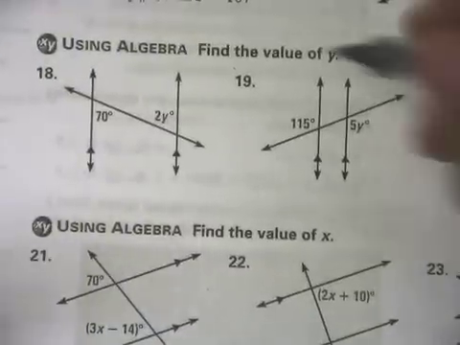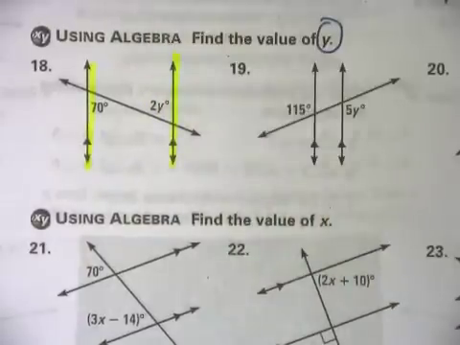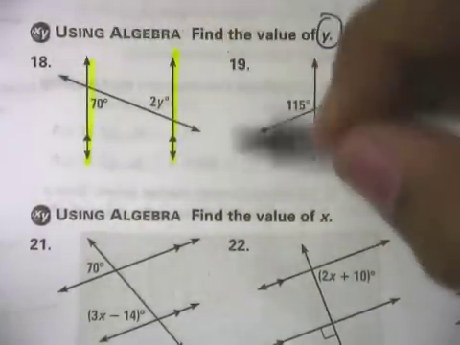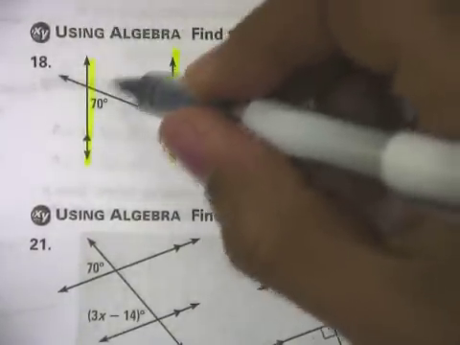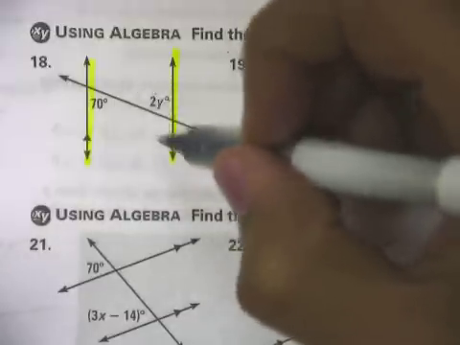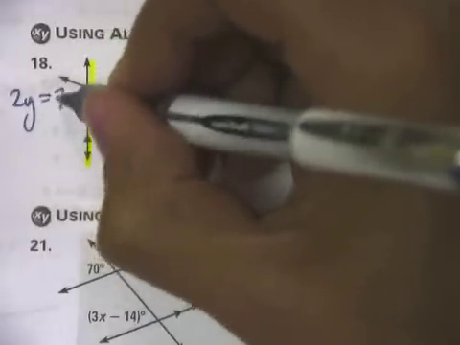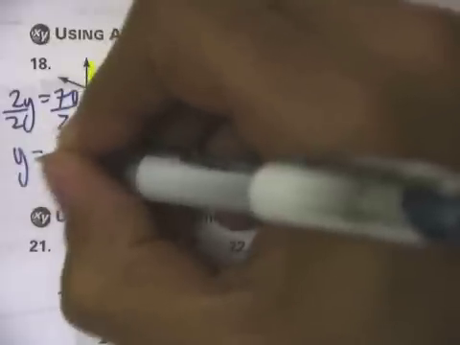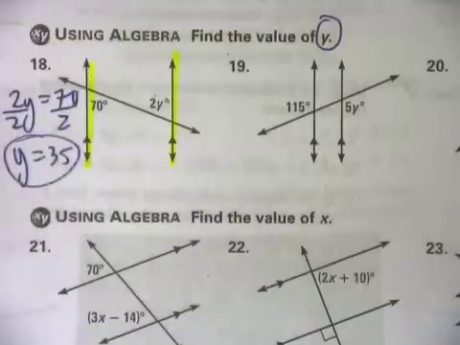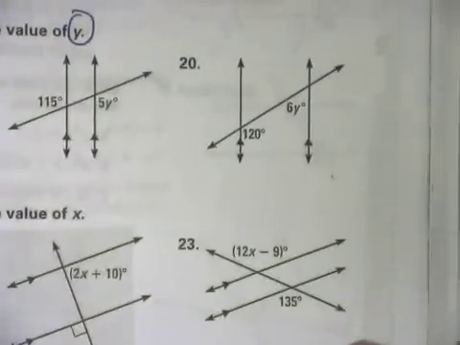Next, let's take a look at questions 18 and 20. Again, they wanted us to find the measure of angle y. Here are my two parallel lines. Here's my transversal. This is the interior, and they're on alternating sides. So I hope you remember that alternating interior angles are congruent. So I can say then that 2y is equal to 70, and y is equal to 35.